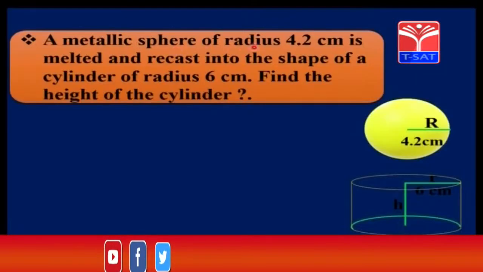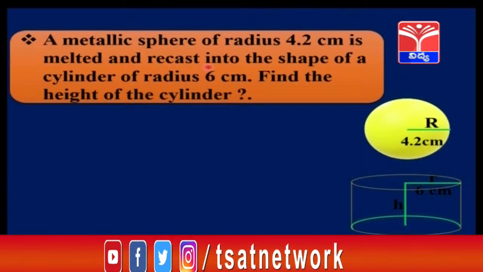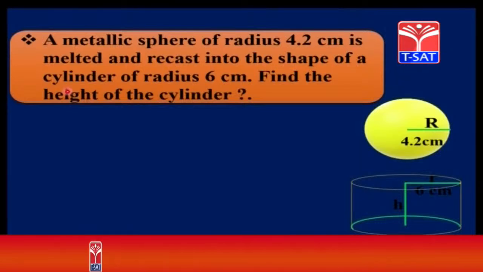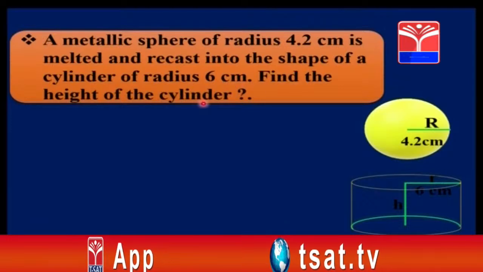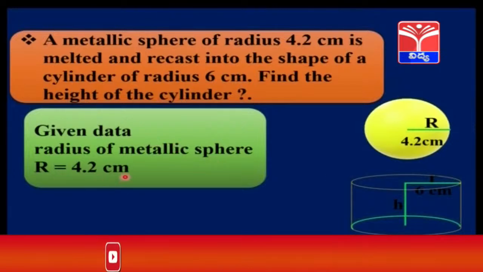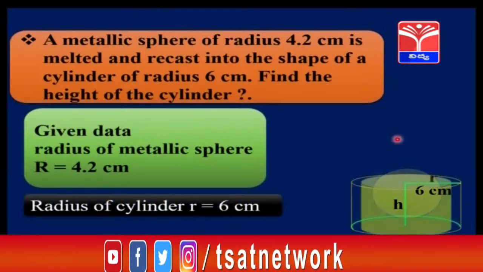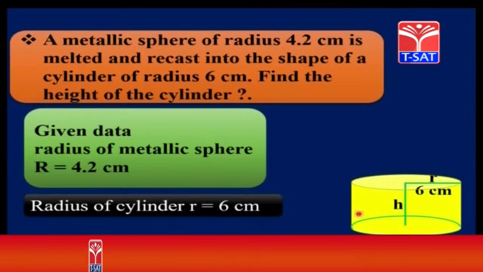A metallic sphere of radius 4.2 centimeter is melted and recast into a shape of a cylinder of radius 6 centimeter. Find the height of the cylinder. The given data, the radius of the metallic sphere is 4.2 centimeter. A metallic sphere is melted and recast into the form of a cylinder whose radius is given 6 centimeters. So what we have to find out children? Height of this cylinder. See the volume of the sphere. Now children, what is the formula of volume of the sphere?